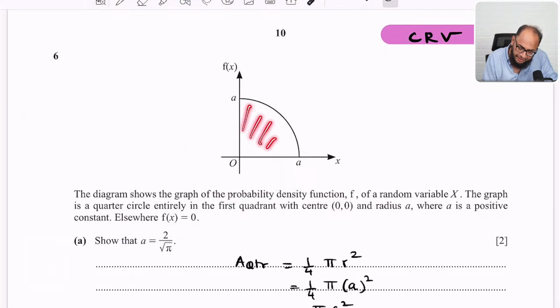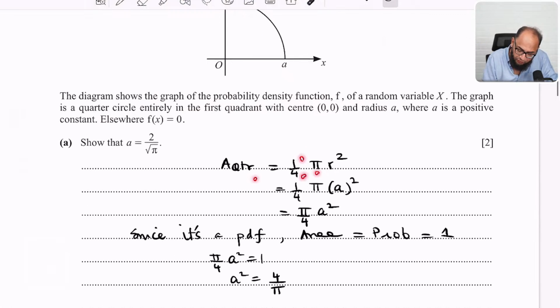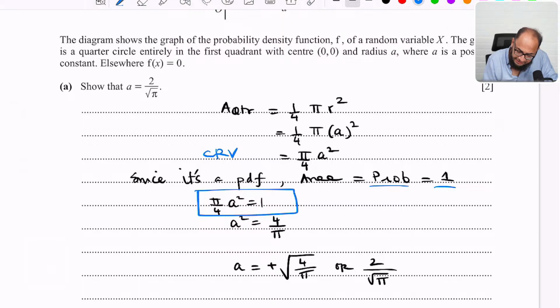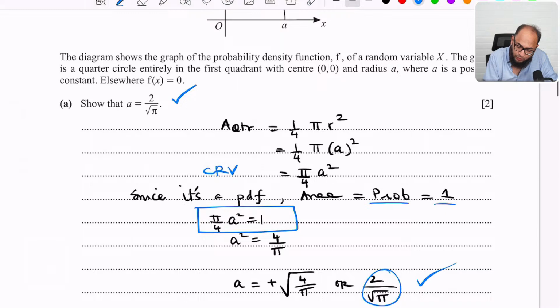Very simple. The area of the quarter circle is 1/4 pi r squared. A question like this has appeared before. Since it's a PDF, it's a CRV. Therefore, the area, the probability, equals 1. So pi a squared equals 1. Therefore, a is 4 over pi square root, or 2 over root pi. That is what is given over here. Very basic.